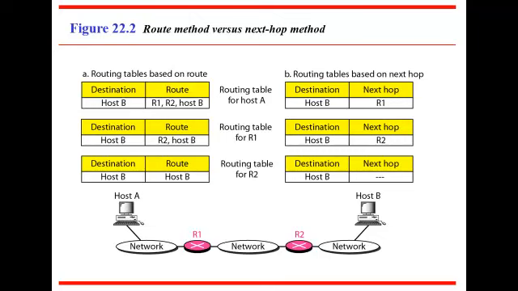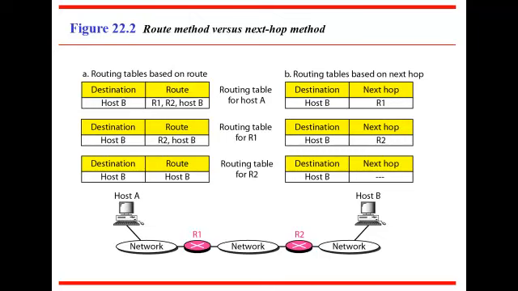Then the routing table based on route is defined on the first part, left hand side, and the routing table based on next hop. Hop means the next particular router. So if we see the first table, then the routing table of A suggests that if the destination is host B, then the route will be R1, R2 and host B, which is very clear from the diagram. In the case of R1, if the host is B, then R2, then host B, and similarly things are defined. So this complete route is available in the routing table.